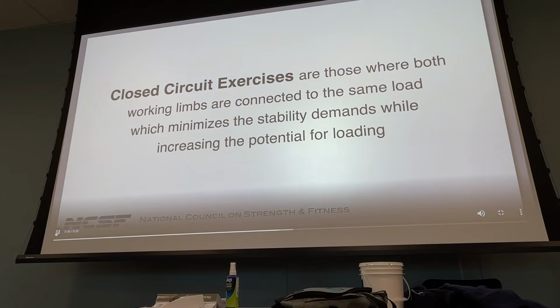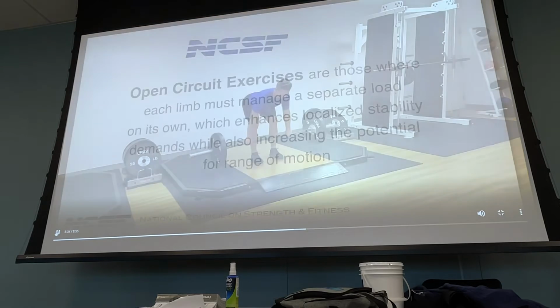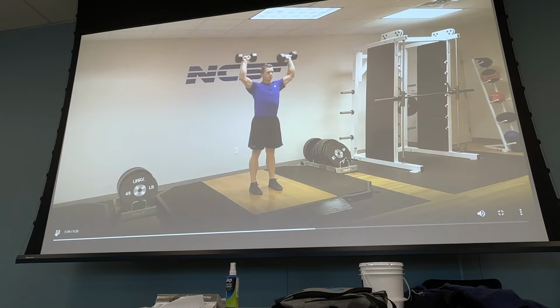Closed circuit exercises are those where both working limbs are connected to the same load, which minimizes the stability demands while also increasing the potential for loading. Examples include barbell bench press, barbell bent over row, and leg press. Open circuit exercises are those where each limb must manage a separate load on its own, which enhances localized stability demands while also increasing the potential for range of motion. Examples include the dumbbell chest press, dumbbell overhead press, and dumbbell lunges.